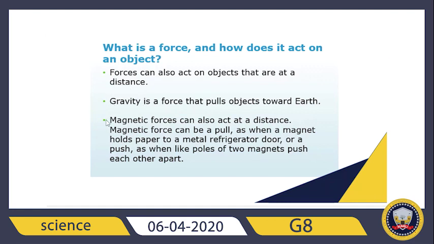Guys, another example, the magnetic force. Magnetic forces can also act at a distance. Magnetic force can be a pull, as when a magnet holds paper to a metal refrigerator door, or a push, as when like poles of two magnets push each other apart. Okay, so gravity and magnetic force, both of them are examples of forces that act on an object at a distance.